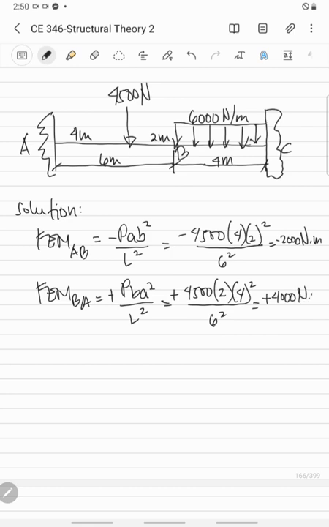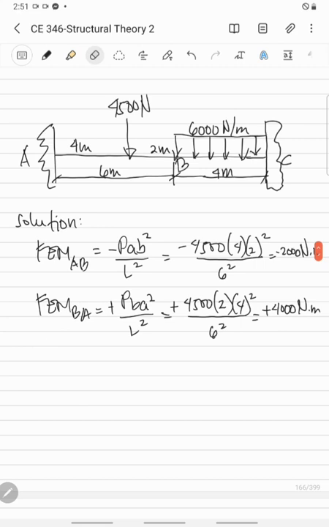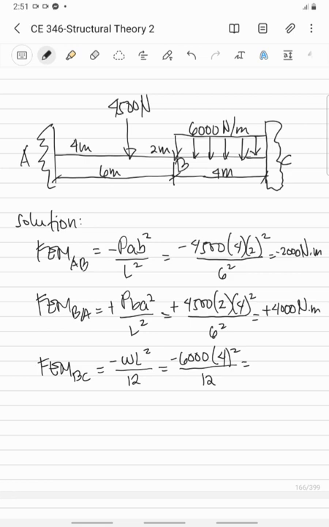4,000 newton meter. For the span BC, that is a uniformly distributed load, the formula for the fixed end moment is negative W L squared divided by 12, and the load is 6,000, so we have negative 6,000. Our span is 4, so we have 4 squared divided by 12. So we have negative 6,000 times 4 squared, divided by 12. So that is equal to negative 8,000 newton meter.